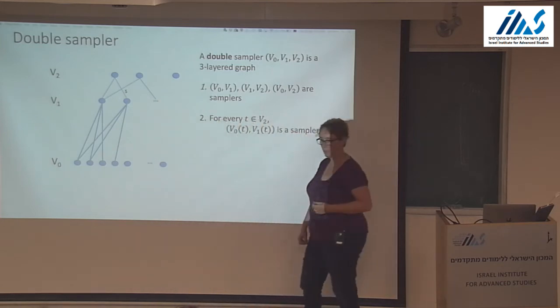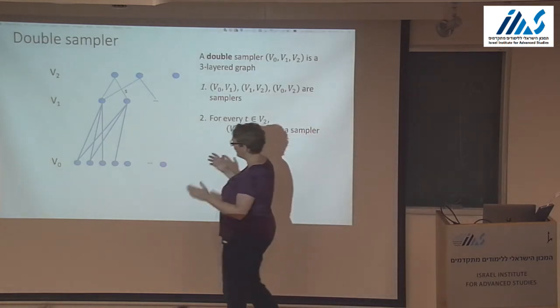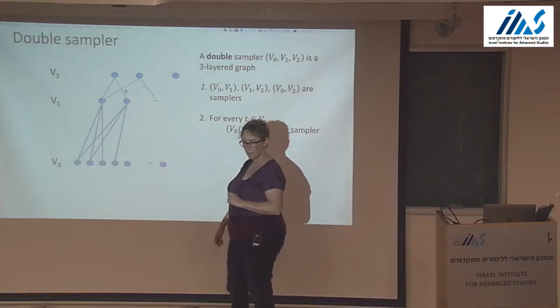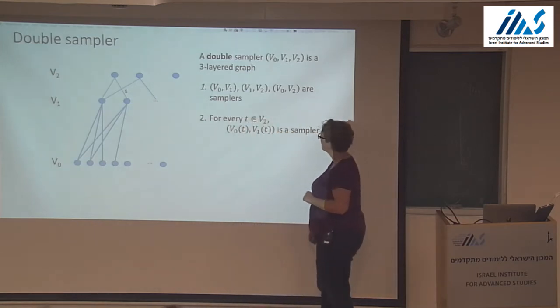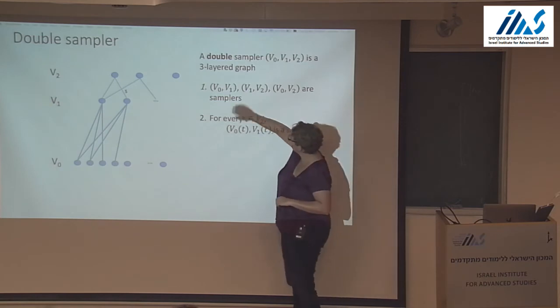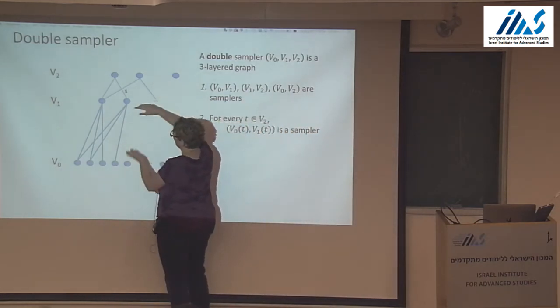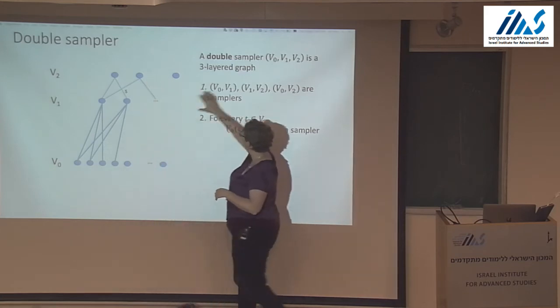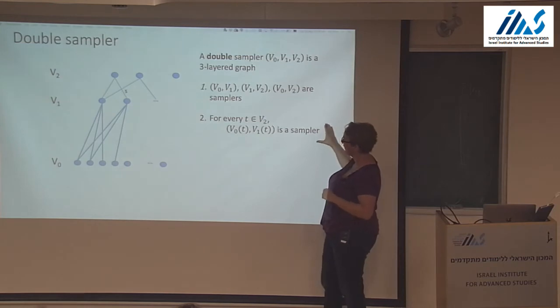But V0, V2 is already, I suppose, a multigraph. Yeah, let's add the weights of the edges. You count how many paths. So actually, so far to get this, you can just take 2 bipartite expanders, and you will get something that satisfies this property. But here comes the double in the double sampler. This is a property that's not easy to get.